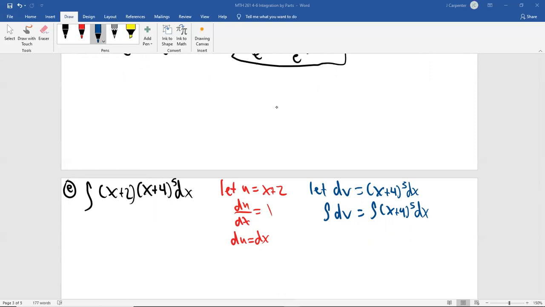So we integrate. Okay, well, the integral of dv is v. The integral of x plus 4 to the 5th, that's why I was going, well, that's not a straight up polynomial rule. You could take this x plus 4 and multiply it by itself 5 times and spend 15, 20, 30 minutes of your life wasting time on that.